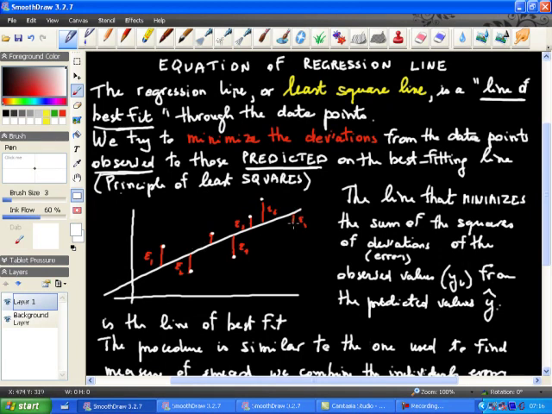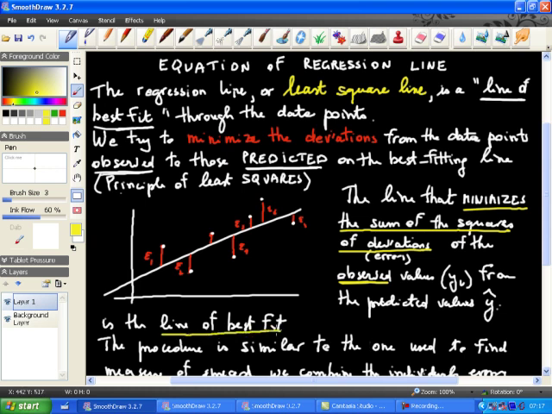The drawing in here is the line of best fit. In white I have the observed points, and the predicted points are the points on the line of best fit. And we are trying to minimize the errors epsilon 1, epsilon 2, epsilon i. So we try to minimize the sum of the squares of the deviations. And the line that minimizes the sum of the squares of deviations, the errors of the observed values yi from the predicted values y hat, is what we call the line of best fit.